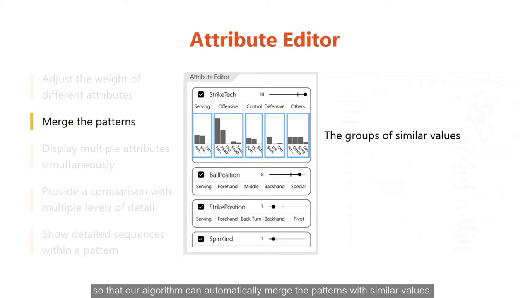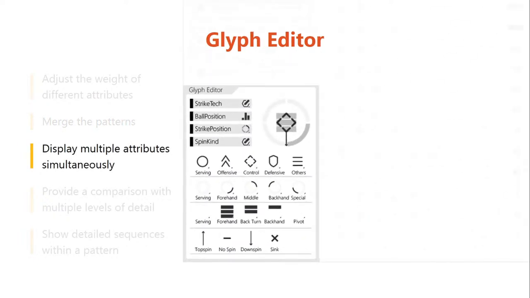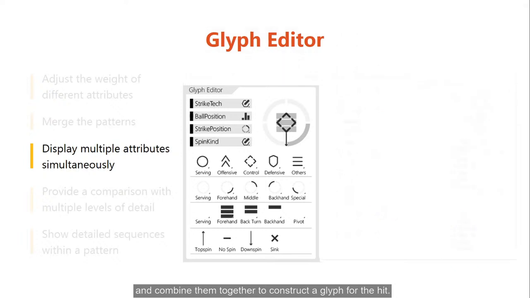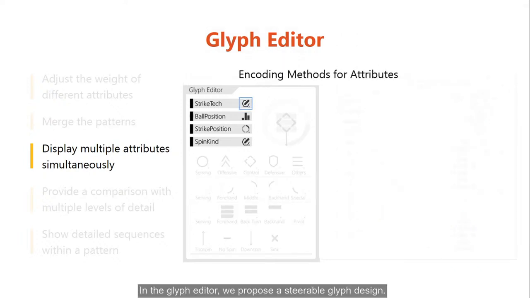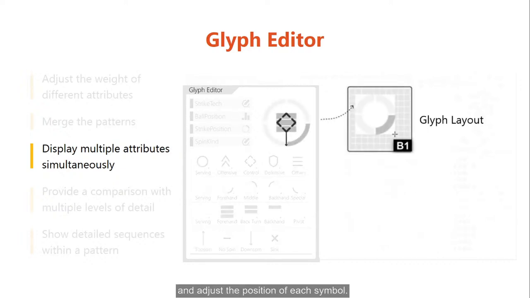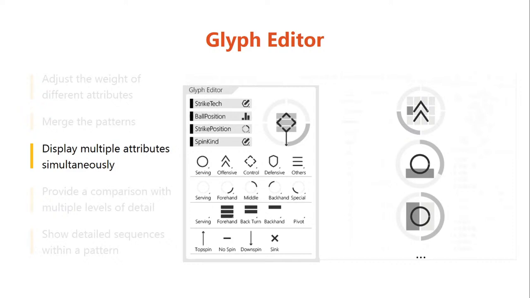We also allow users to group similar values in the attribute editor, so that our algorithm can automatically merge the patterns with similar values. Second, we design the glyph editor to display multiple attributes simultaneously. We use different encodings to encode different attributes of a hit, and combine them together to construct the glyph for the hit. In the glyph editor, we propose a steerable glyph design. Users can select encoding methods for each attribute, select encodings for each value, and adjust the position of each symbol. Moreover, our system provides lots of predefined templates to simplify users' operations.